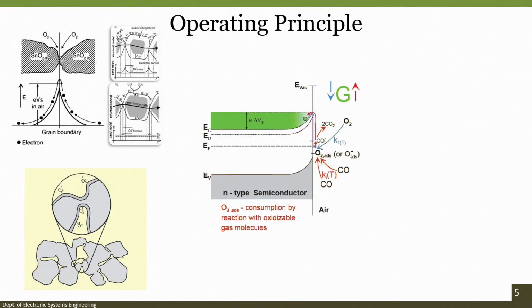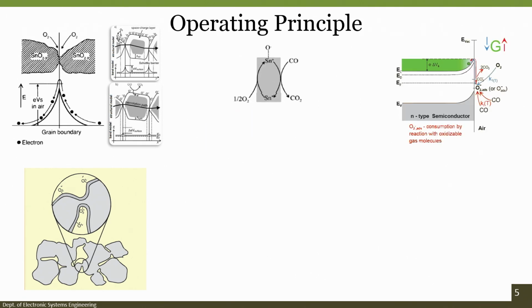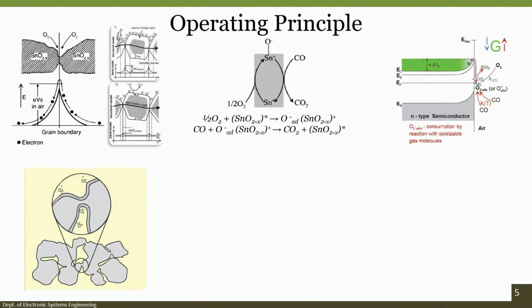So, if I talk about just CO2, then you can see here that my energy band diagram also changes with respect to the reaction of the CO2 onto the semiconductor oxide. Here you can see the O2 minus adsorption, and consumption by reaction with oxidizable gas molecules, and how the energy band diagram changes. If I talk about SnO2, then this is how the reaction occurs: the sensing material is SnO2, and if I use CO2 as a gas to be sensed, this is the reaction that is involved.